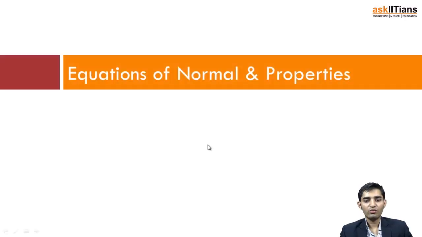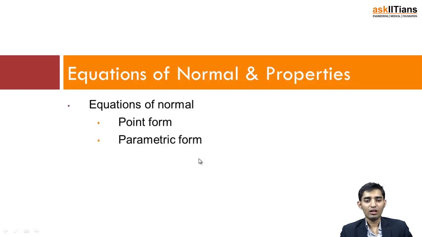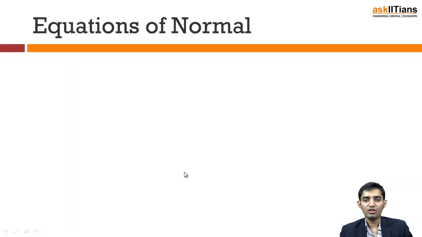Okay, so let's start with the equation of normal and some properties of hyperbola. So first of all, I will tell you about equation of normal in two different forms, that is first is point form and the second one is parametric form, and then I will teach you about some standard properties of the hyperbola. So first is equation of normal, and in that first is point form, right?